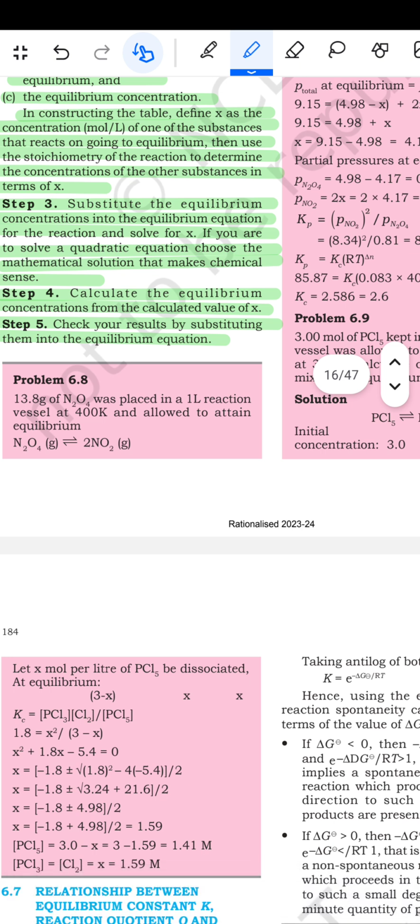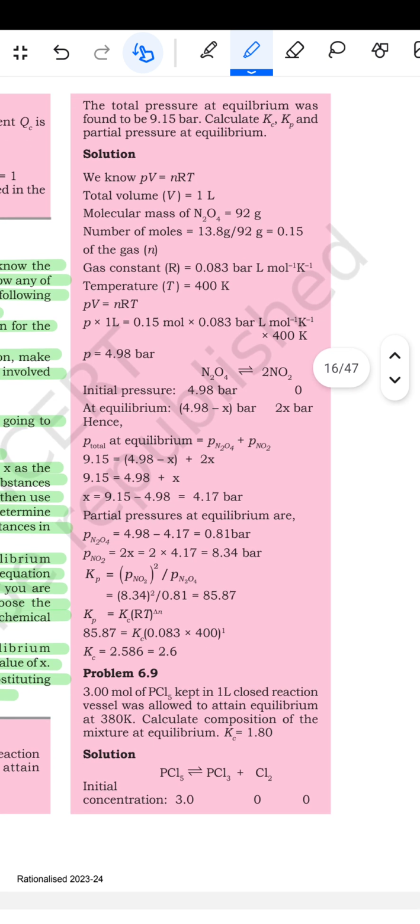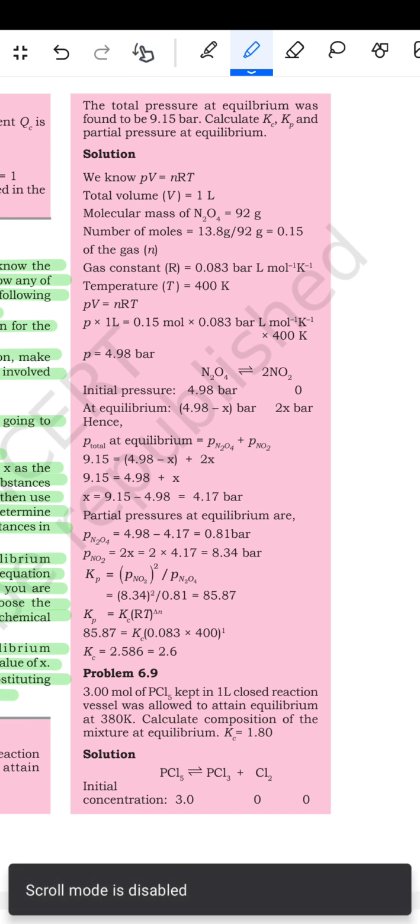The next question: 13.8 grams of N2O4 is placed in a 1 liter reaction vessel at 400 Kelvin and allowed to attain equilibrium. N2O4 gives 2NO2. The total pressure at equilibrium was found to be 9.15 bar. Calculate the Kc, Kp and the partial pressures at equilibrium.